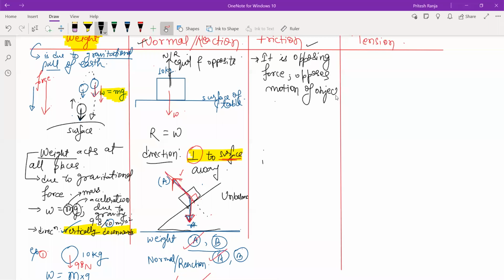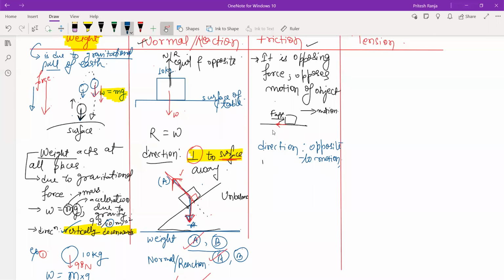है ना? जैसे कि object अगर right पे, let us suppose this is the force applied, right? This is applied force. So object will move in the right direction. So friction force will be acting in the left direction, because तभी तो object के motion इस case में oppose होगा. So we have got the direction of friction force. And what is the direction? It is opposite to the motion of an object.